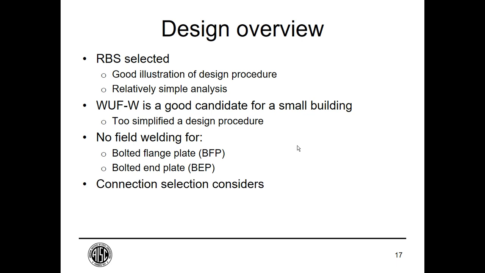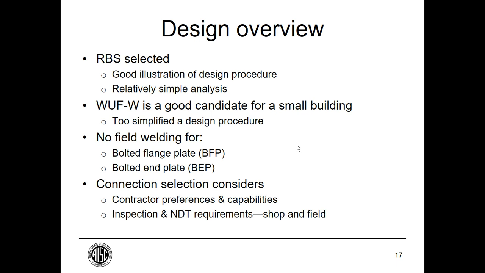So in selecting the connection type to be used in the building, you might consider contractor preferences and capabilities, and also inspection and non-destructive testing requirements both in the shop and the field. So it's not very straightforward to say always use this or that type of connection. It's going to depend on who you're working with and what area of the country you're in. But each of these connections shown on this slide could be considered for this type of building, and I wouldn't say any of those is the wrong answer. In this example, as I said, we're using the reduced beam section connection.